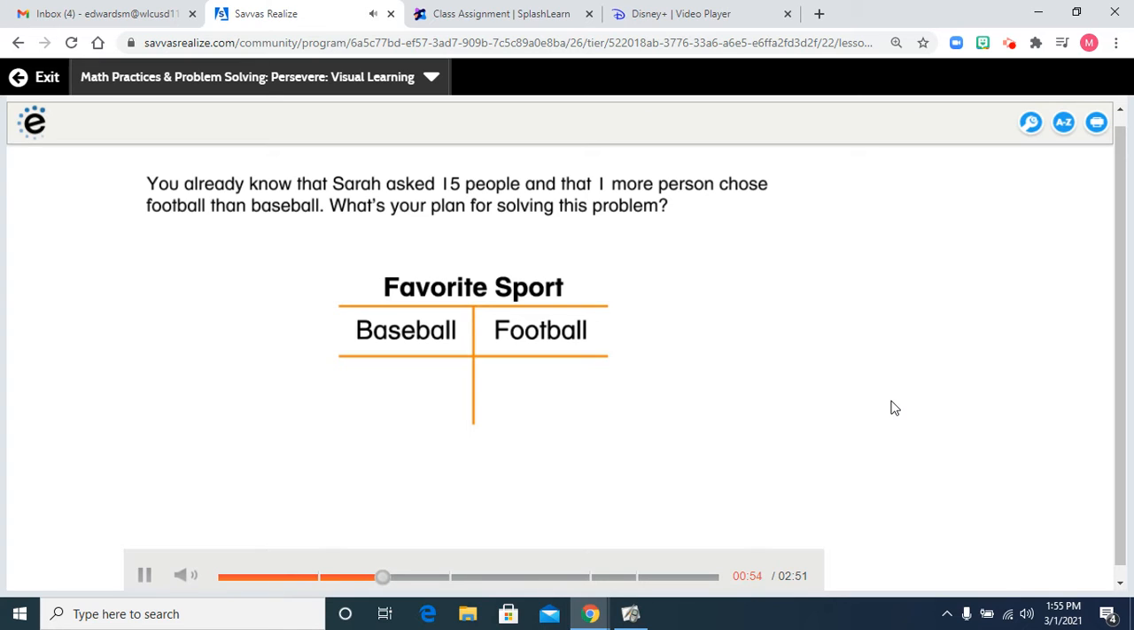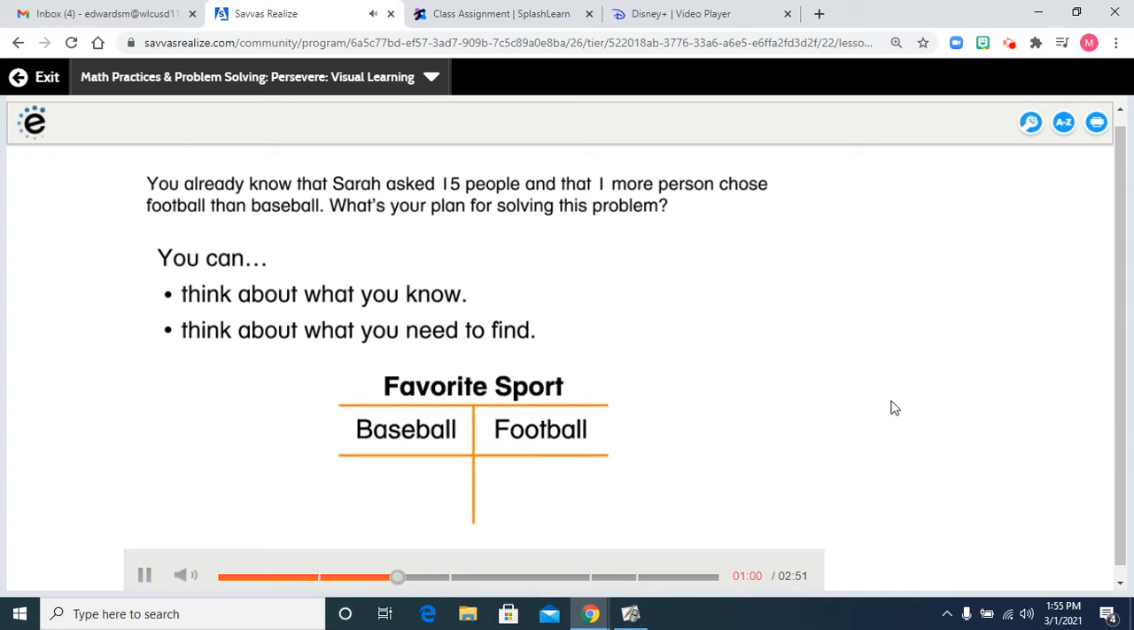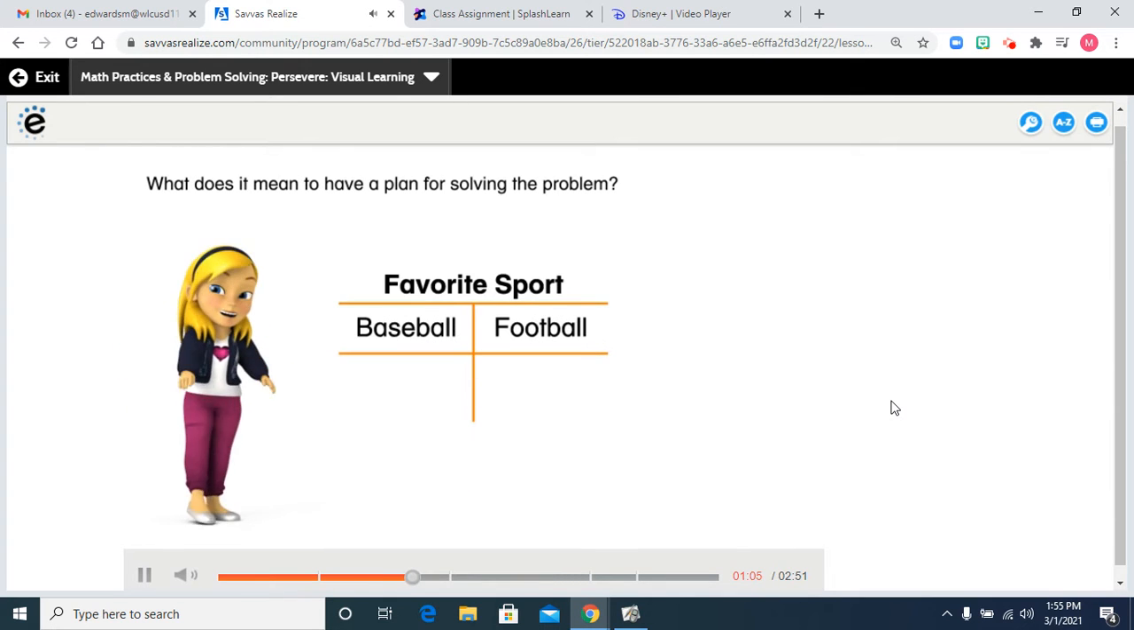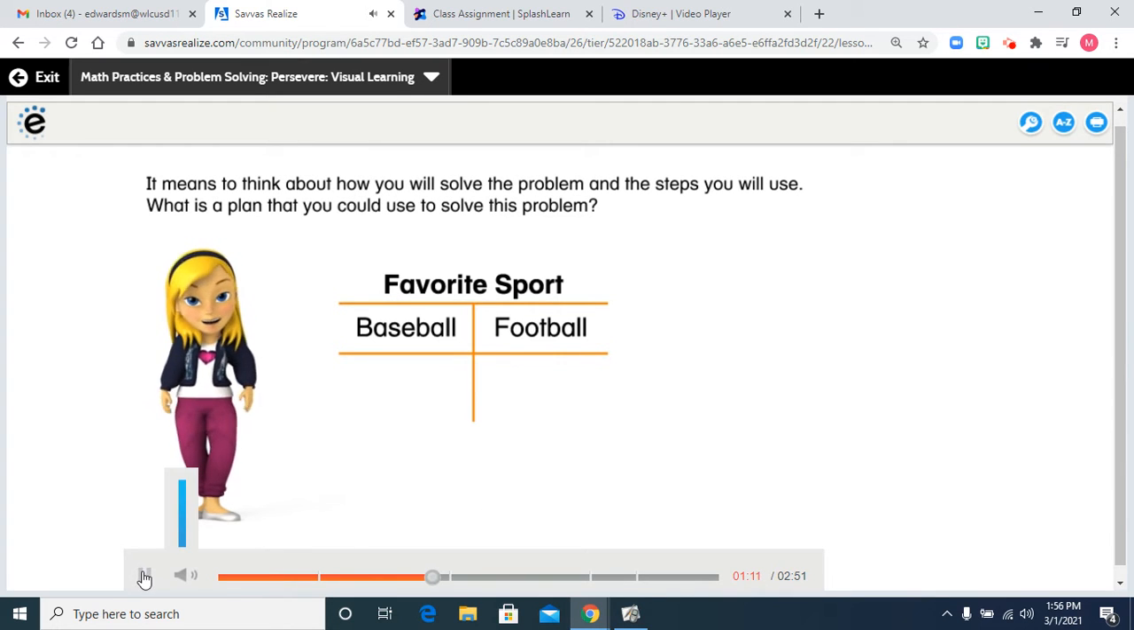What's your plan for solving this problem? You can think about what you know. Think about what you need to find. What does it mean to have a plan for solving the problem? It means to think about how you will solve the problem and the steps you will use. What is a plan that you could use to solve this problem?